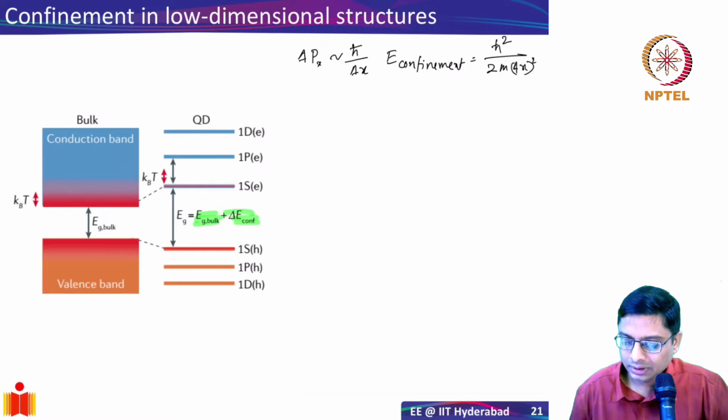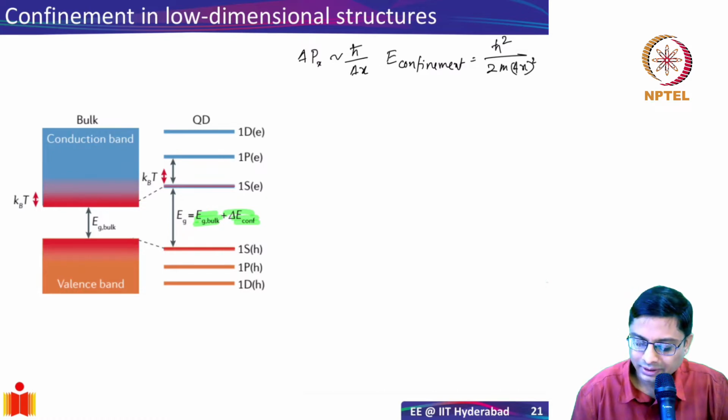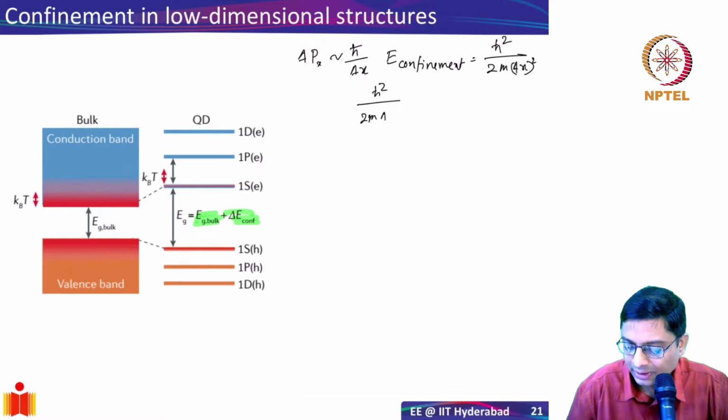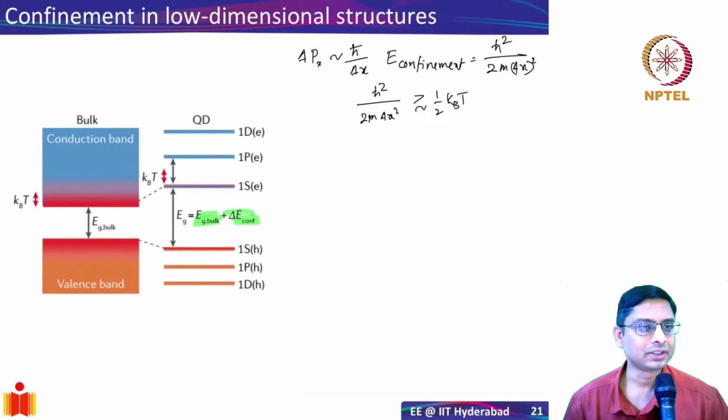All right. So when are the confinement effects significant? They're significant when this quantity, h bar square divided by 2m delta x square, is greater than or approximately similar to half kBT, the thermal energy. If that happens, then these confinement effects are significant. So when will this happen? When delta x becomes very, very small, we can expect that the confinement energy increases and then becomes significant.